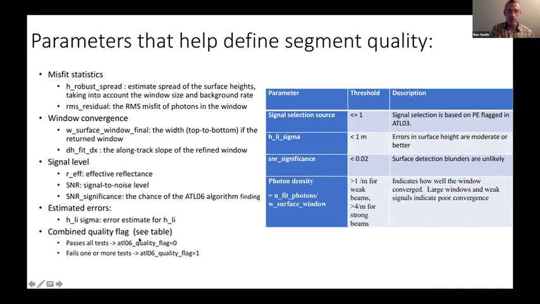These are aggregated into a parameter that we call ATL06 quality summary. So we put together a number of parameters that come up with an ATL06 quality summary that's either 0 for segments that have passed all of their tests or 1 for segments that have failed 1 or more tests. So in the next couple of slides, I'm going to show how well these tests work based on simulated data, which I think gives you an idea of under what circumstances you would or would not trust the ATL06 elevations.